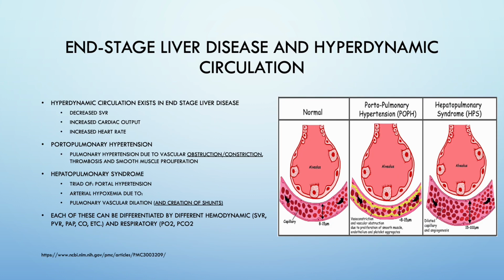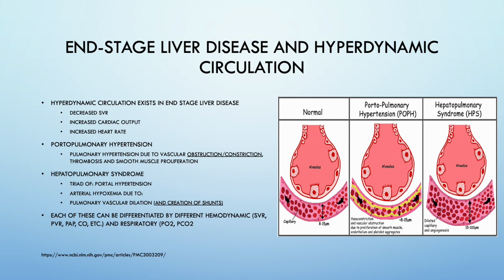Our next topic is on end-stage liver disease and hyperdynamic circulation. So we know that as the liver fails, different mediators cause vasodilation. This systemically decreases SVR, and as a compensatory mechanism, cardiac output is increased and heart rate is increased.